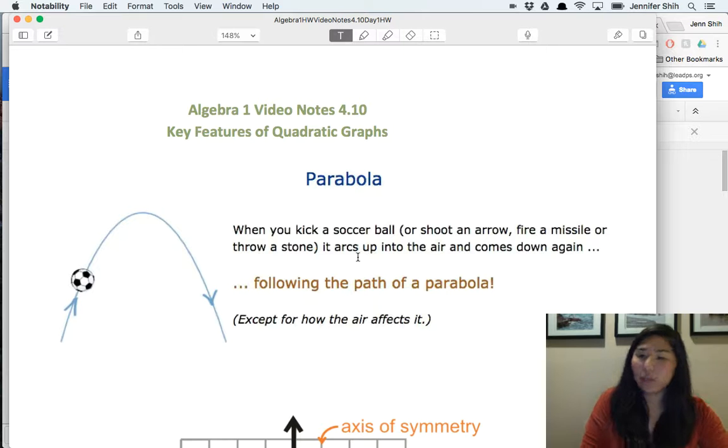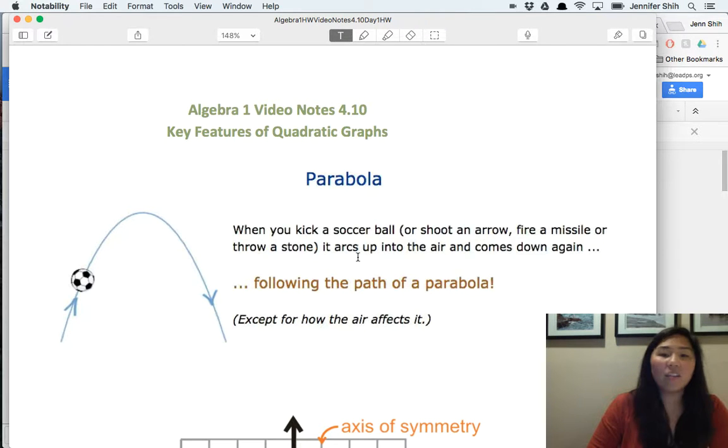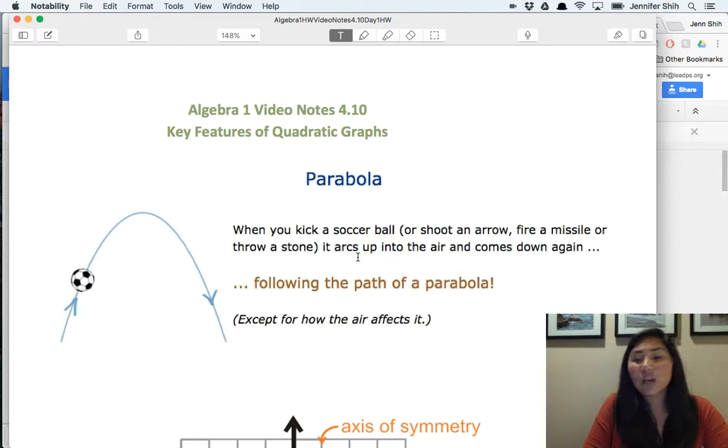These are going to be your 4.10 video notes, and this video is going to be mainly on vocabulary. So I want you to pay attention to the words that you're going to write down in your notes, listen to how I say these words, and be ready to practice saying and using these words in class every day for this entire unit and next year. So go ahead and title your notes Algebra 1 Video Notes 4.10.